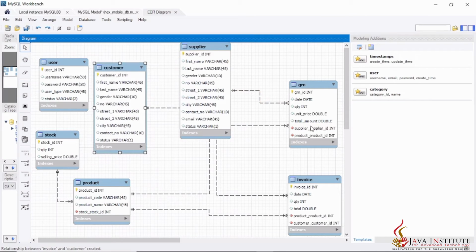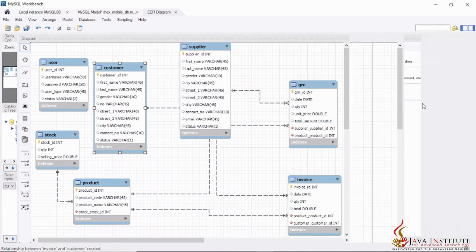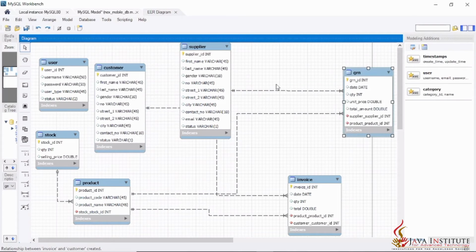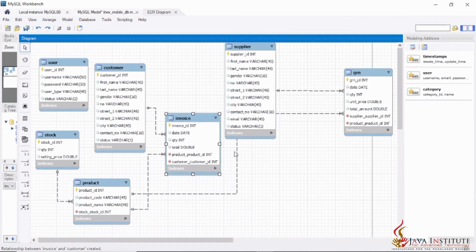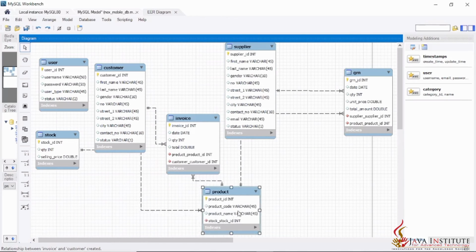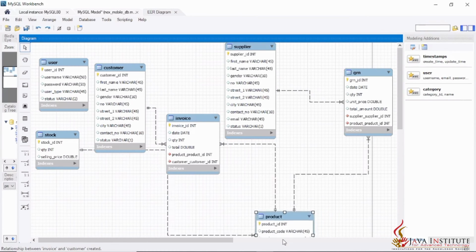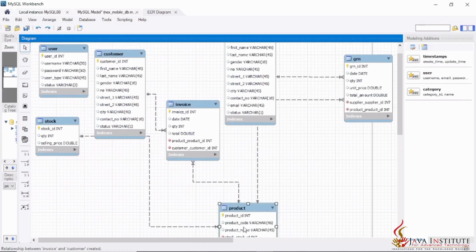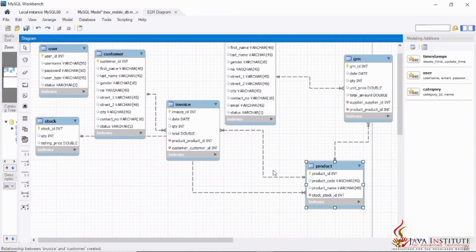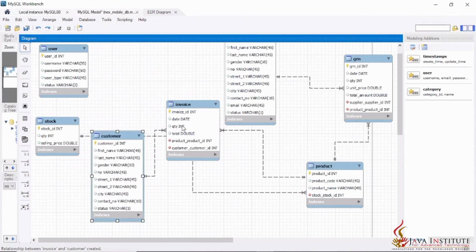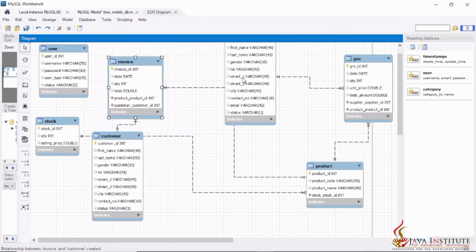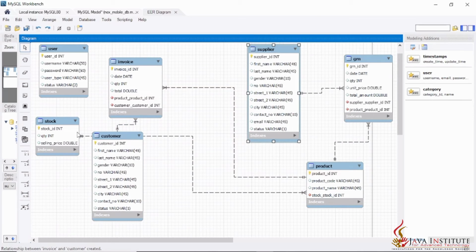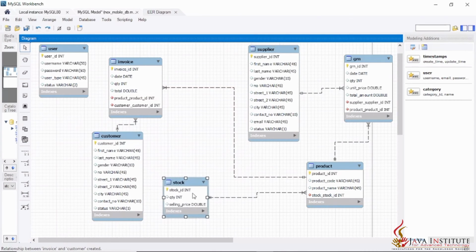Okay, I'll give you a mini experience here. The relationships have been overlaid, that's the reason. This is the invoice table and this is the product. I'll show you the relationships clearly. Customer, then invoice. This stock table. Okay.